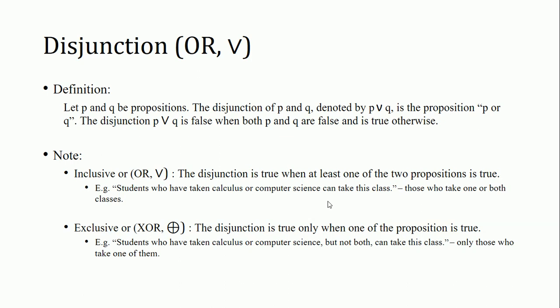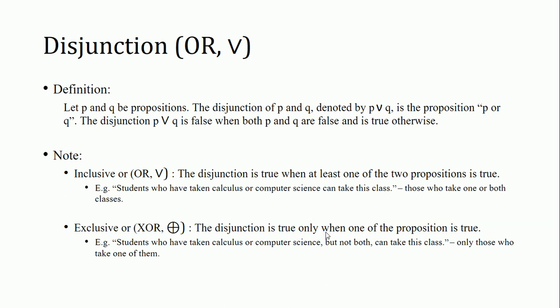Yun naman sa exclusive or, exclusive disjunction, magiging true lang siya pag isa lang talaga sa kanila yung true. So, pag pareho silang true, false yan. Pag true si P, false si Q, true. Pag false si P, true si Q, true. Pag false silang pareho, false. Pag true silang pareho, false. Okay? Mapili siya. Kailangan isa lang talaga yung true sa kanila. So, ganyan kapili si exclusive or.